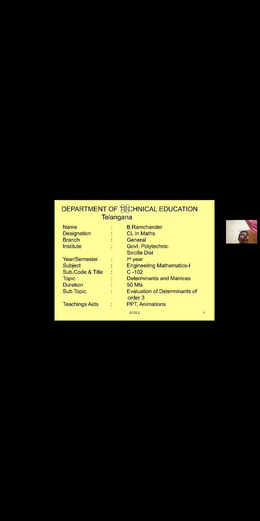Now, to understand easily, we will see the procedure and find the determinant of 3 by 3 with some examples. So let us see determinants. Every square matrix contains a unique value. That value is called the determinant.